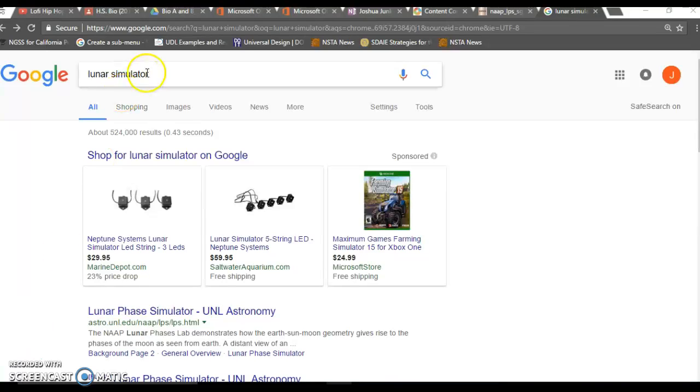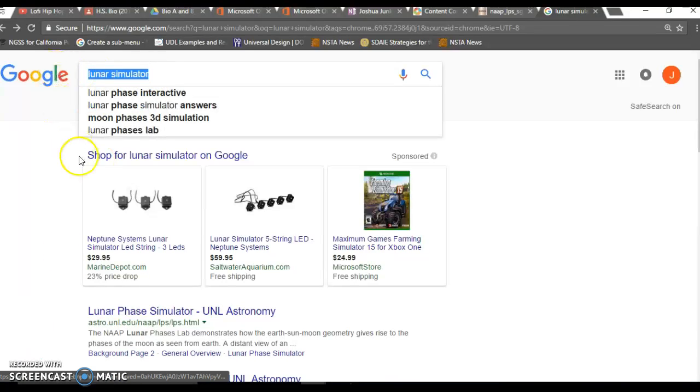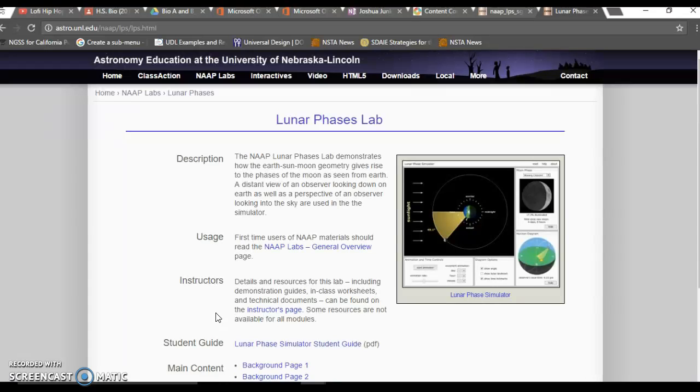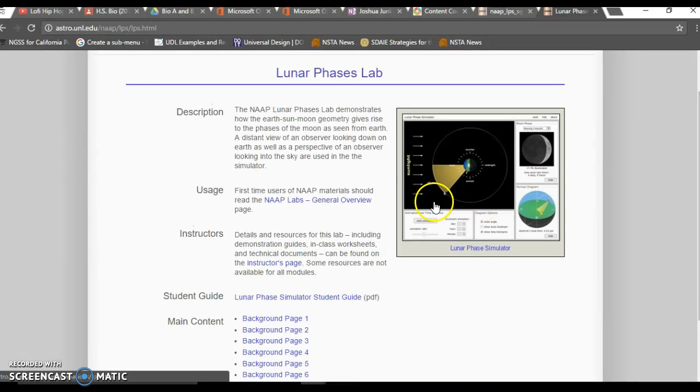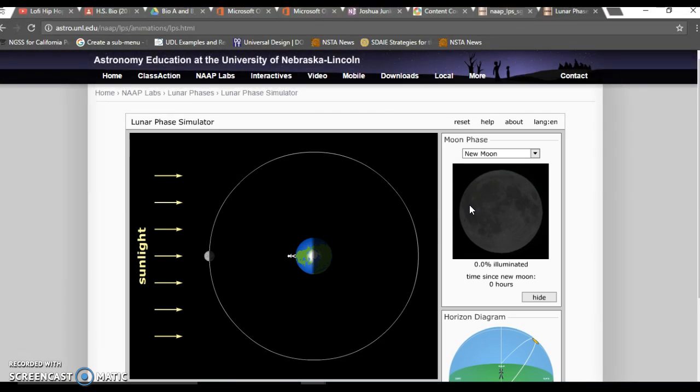All right, so first things first, how to get there. You Google lunar simulator. That's all you got to Google, lunar simulator. And the choice you're going to make is clicking on Lunar Phase Simulator, University of Nebraska Lincoln, Astronomy. So you click here, and this is the first page you see. Don't worry. All you got to do is click on this guy right here. So that's exactly what I'm going to do.